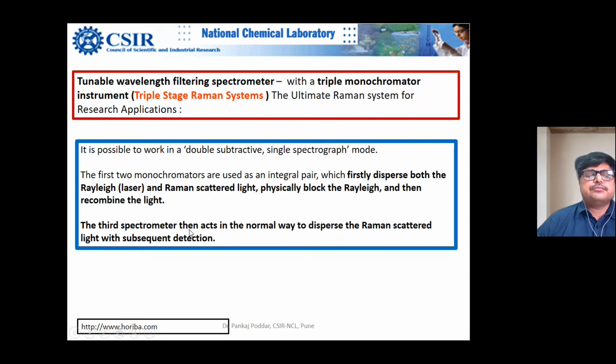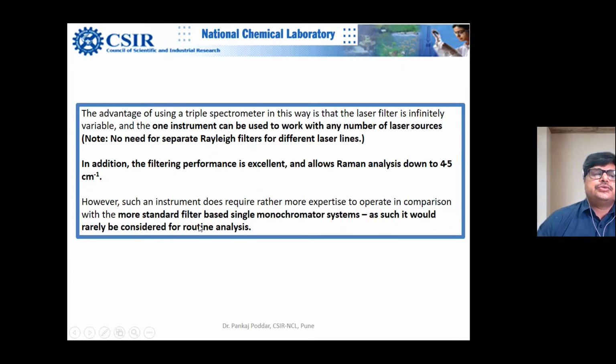The third spectrometer now acts in the normal way, the way even a single monochromator system works. The advantage is that the laser filter is infinitely variable, so you can use any wavelength. No need to change the filter when you change the laser. So one instrument can work with any laser source. In addition, filtering performance is excellent. You can go down to, as I mentioned, 4 to 5 centimeter inverse. However, such an instrument does require some more expertise, and additive triple monochromators are even more complicated to work with and require more expertise.